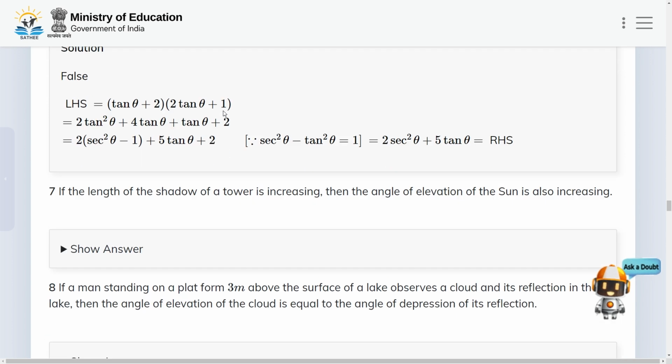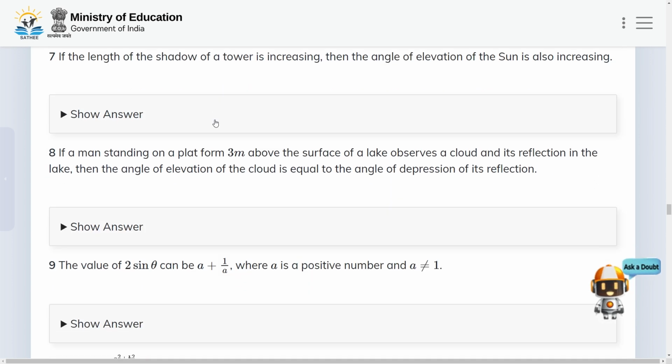And now let us see question number 7. If the length of shadow of a tower is increasing, then the angle of elevation of sun is also increasing.